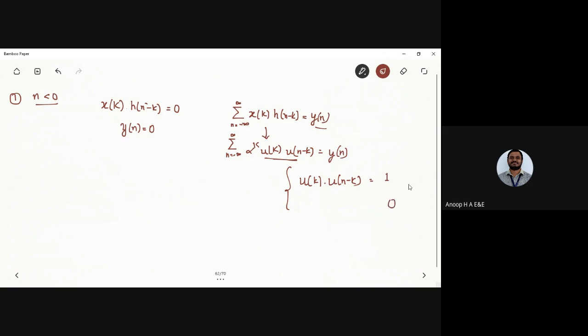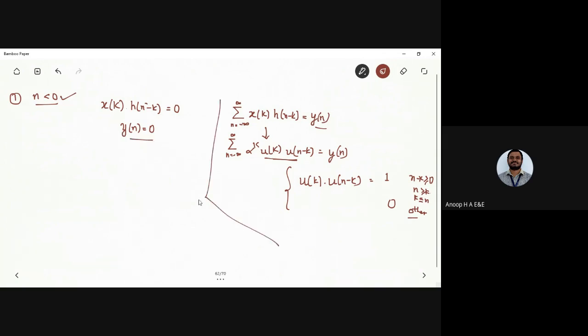Now what I'll be having here is the value of n minus k, which will be greater than or equal to 0. So I'll be having n greater than or equal to k. Got it? Or I can write it as k less than or equal to n. Now, in other cases, it is 0. Now, I have the values where n is less than 0. Certainly, y of n will be equal to 0 here.